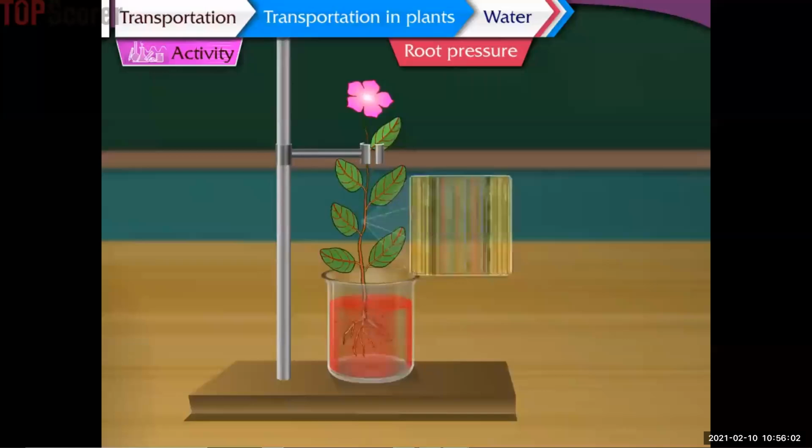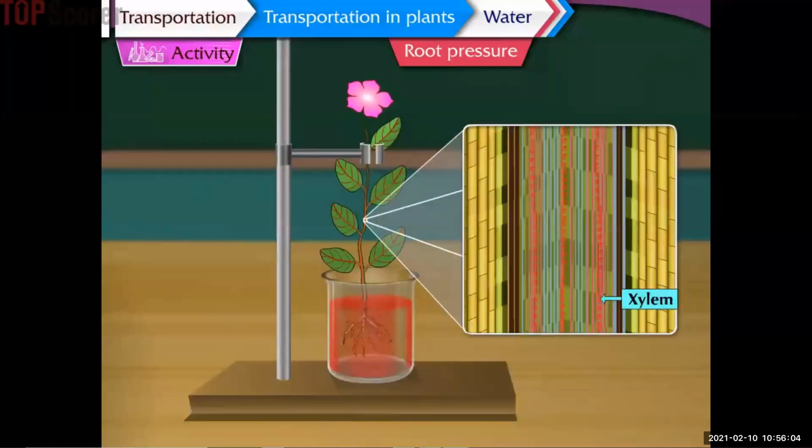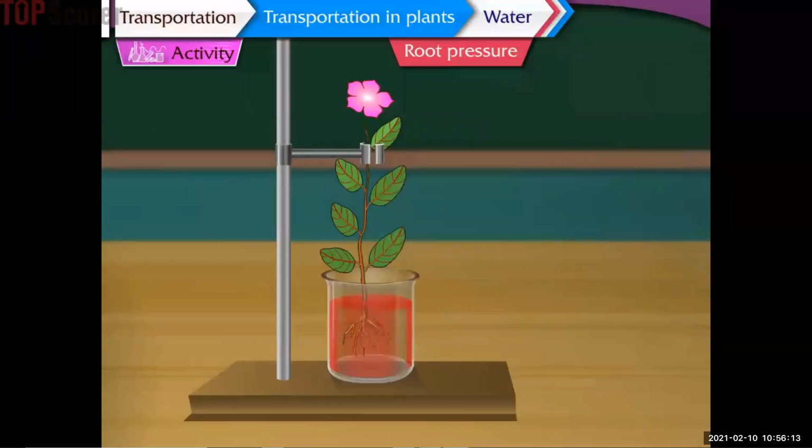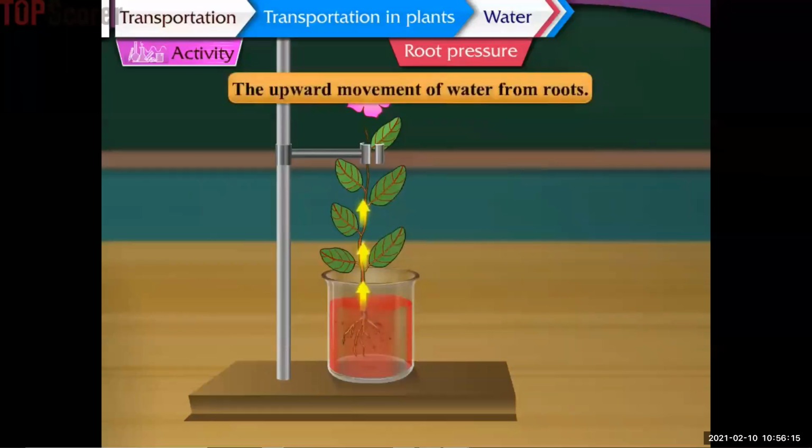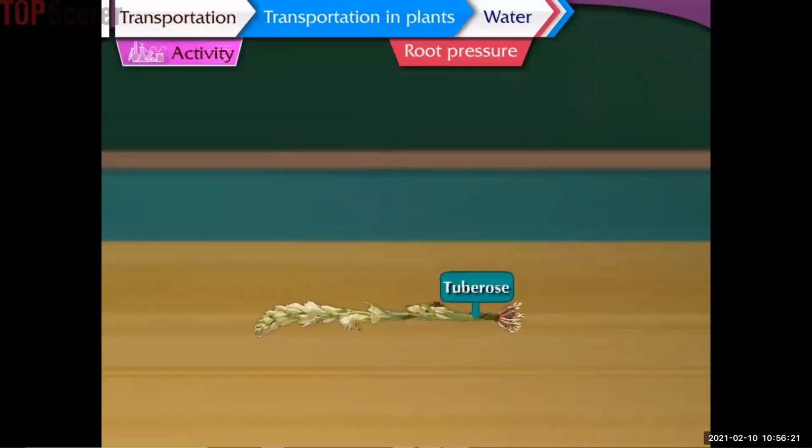Xylem, which is the water-conducting tissue, is situated in the vascular bundles present in the stem. Xylem is stained by the red dye safranin. This activity demonstrates the upward movement of water from roots. If the same activity is performed using tuberose, we get a similar observation.